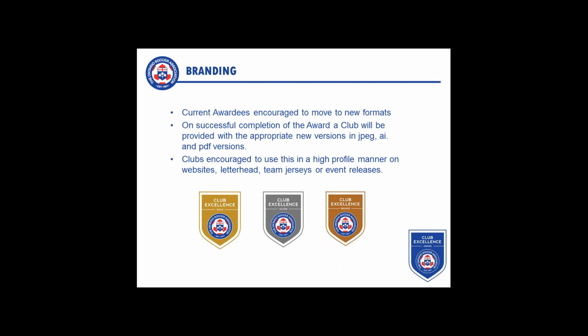On successful completion of the award, the club will be provided with the appropriate version of the logo. We'll send it in either JPEG, AI, or PDF versions, whichever you prefer. And we encourage you to use this on your websites, letterhead, team jerseys, event releases, any media communication, and marketing materials, to let people within your community and other sports organizations know that you are a Club Excellence club and you have obtained a certain standard within your organization.